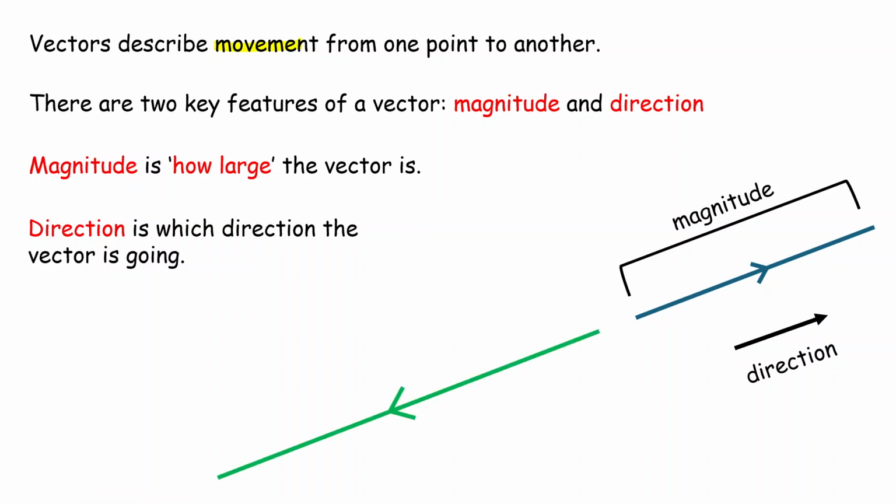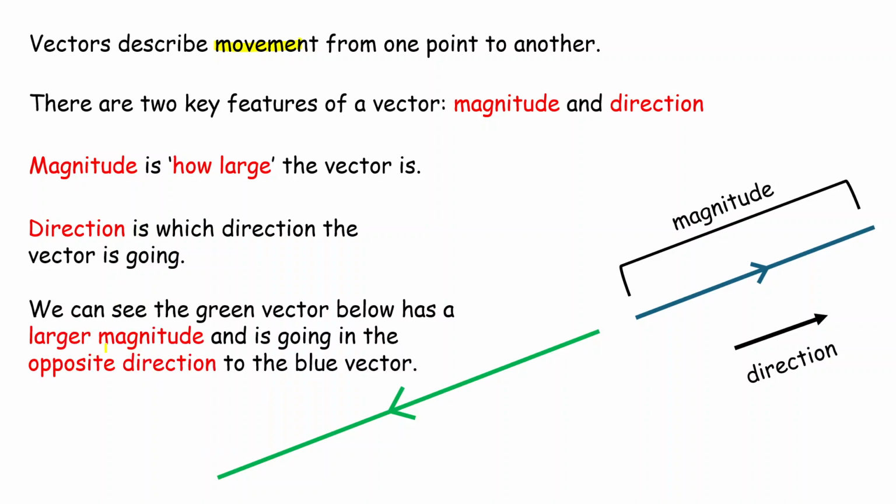So this vector here, this green vector, is a different vector. Just thinking about it, what do you note about its magnitude and its direction? Well, hopefully we can see that the magnitude is larger than the blue vector. Literally, the vector is longer, but also it is going in the opposite direction. And we can see that because the arrow is literally going the opposite way to the blue vector. So two key things there which make up a vector: its magnitude, how large it is, how big it is, and its direction.